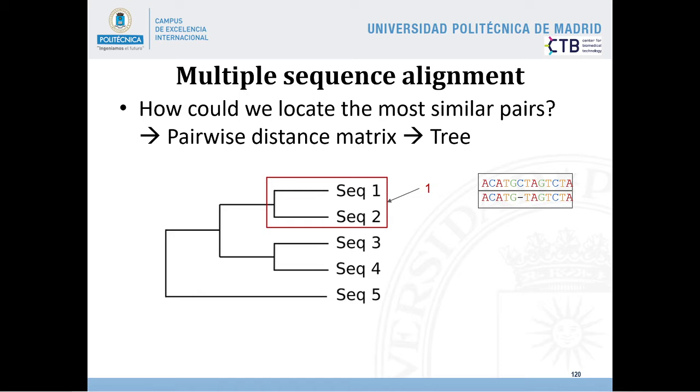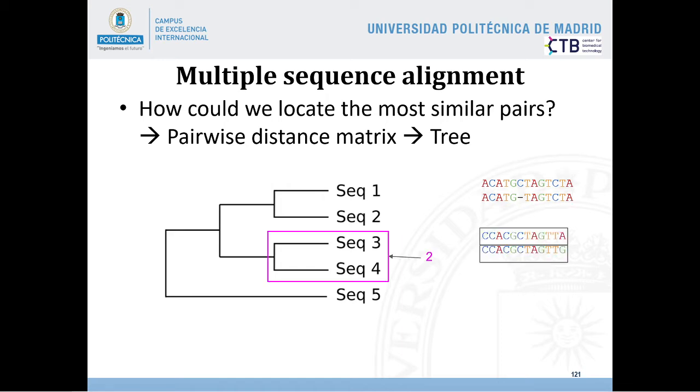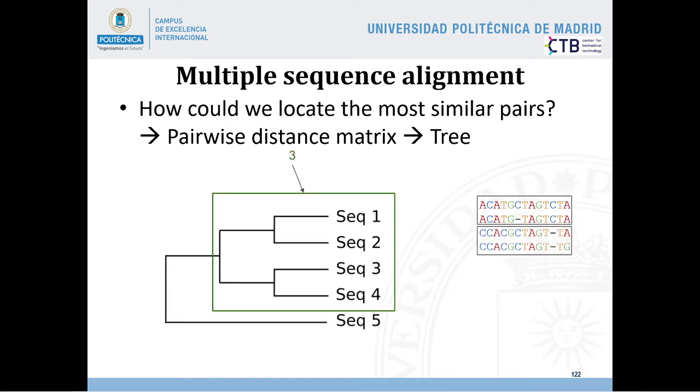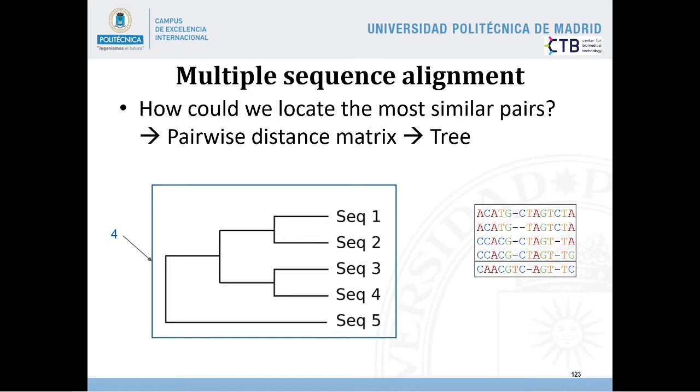Here would be the process. First, we align sequence 1 and sequence 2. Then we align sequence 3 and sequence 4. Then we align the first block that we have obtained with the second one that we have obtained. And afterwards, this huge block, we align it with sequence 5. And we obtain a tree. These methods are especially biased to fail when the sequences are very different or phylogenetically distant.